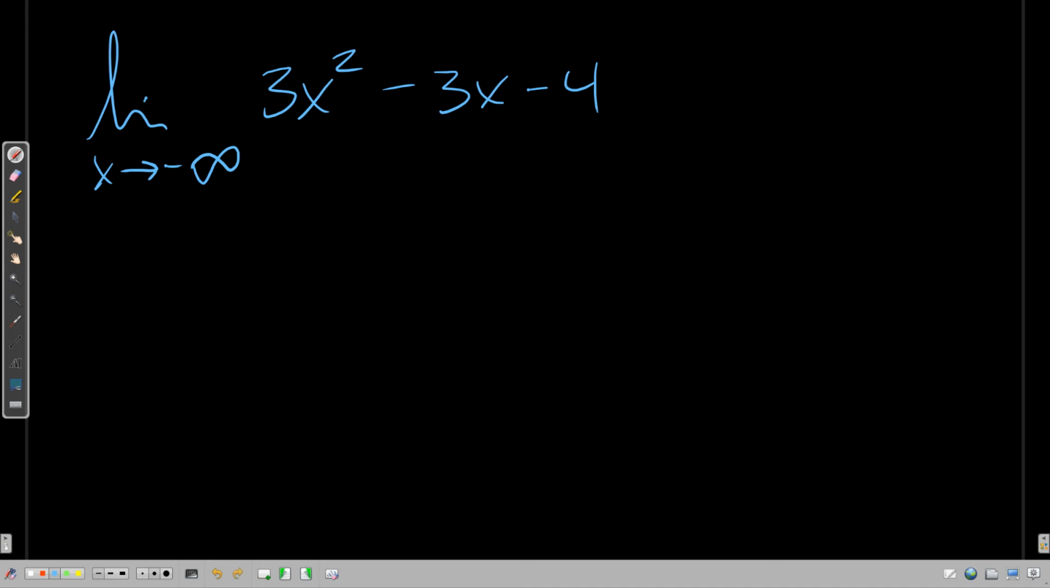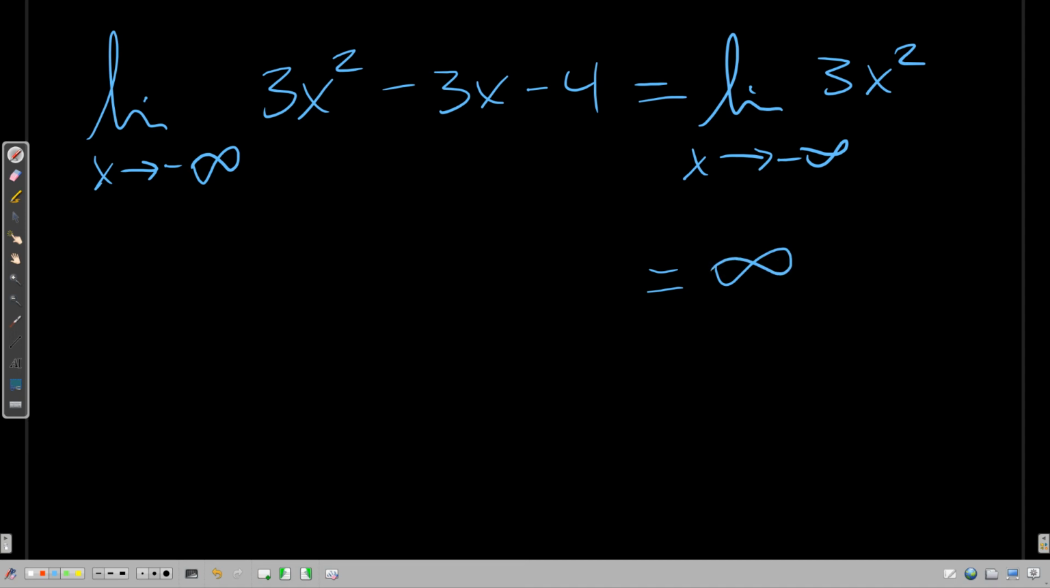These are the other terms. Don't need them. This limit behaves exactly the same as this limit. And this is always positive numbers. No matter what x you're putting in, this is always positive numbers, and they just keep growing and growing, so this is positive infinity. This thing is an upward facing parabola, so as x goes to minus infinity, the y value here is going to positive infinity.